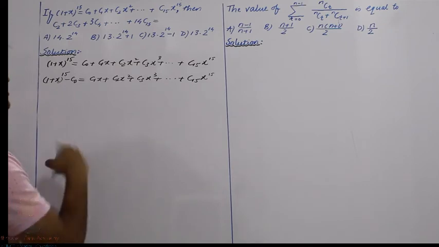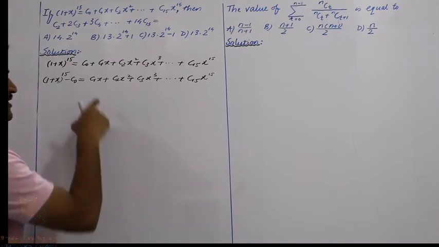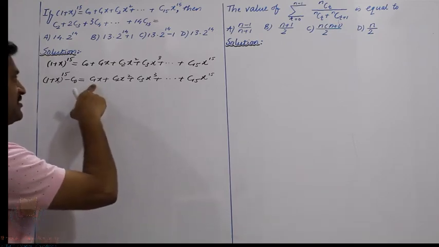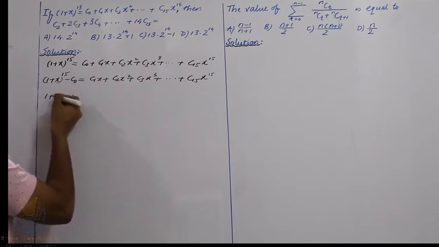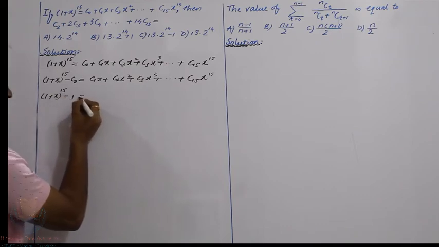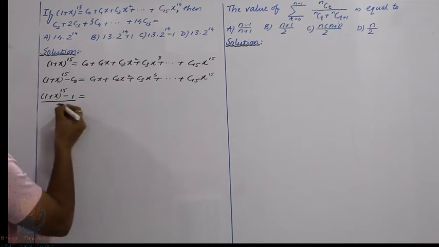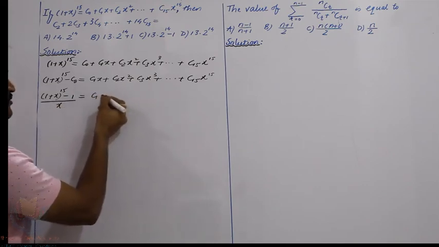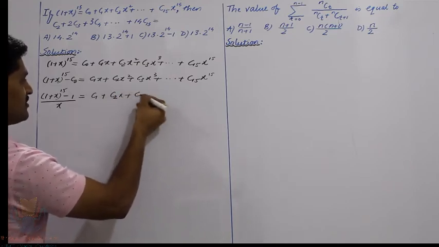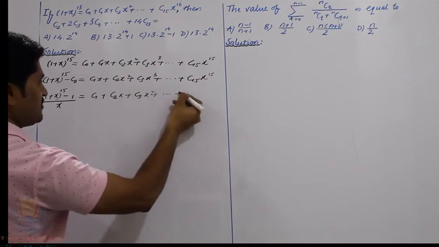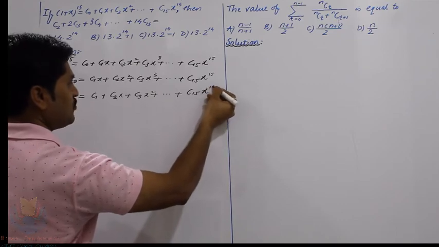Again, we don't want the term of C1 as well, so let's divide throughout by x and we will take the derivative, so that it will be C1 and the derivative of C1 will be 0. As the value of C0 is 1 and this is (1 + x)^15 as it is, and as I was telling, we have to divide throughout by x, so the whole LHS upon x, and here also it will become C1 + C2 x + C3 x^2 + ... + C15 x^14.